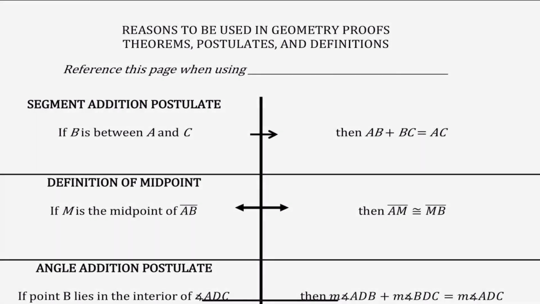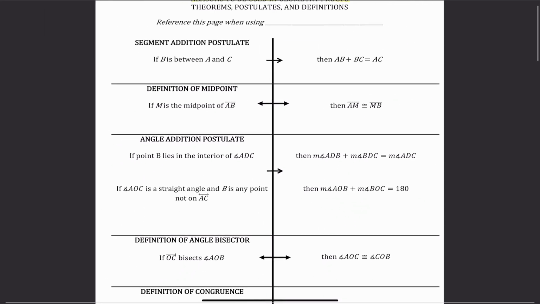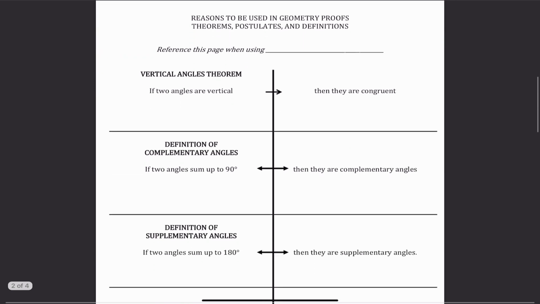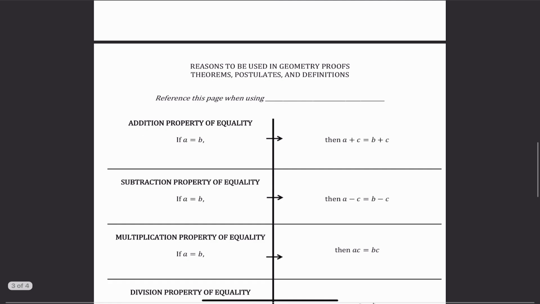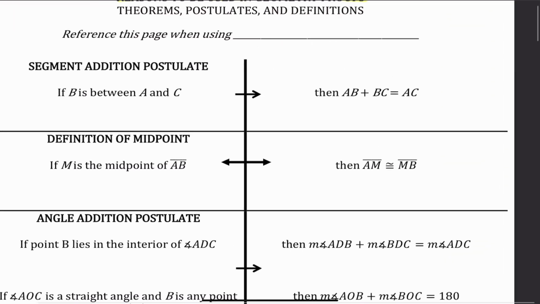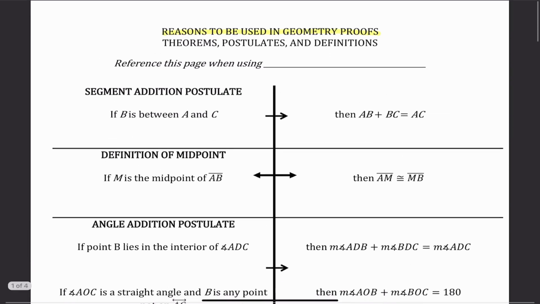Welcome back. Today we're going to be looking at the Unit 3 pink sheets. These are reasons to be used in geometric proofs. So here are some theorems, postulates, definitions that we will be using or referring back to when we are doing geometric proofs. So let's look at the first page of the pink sheets.